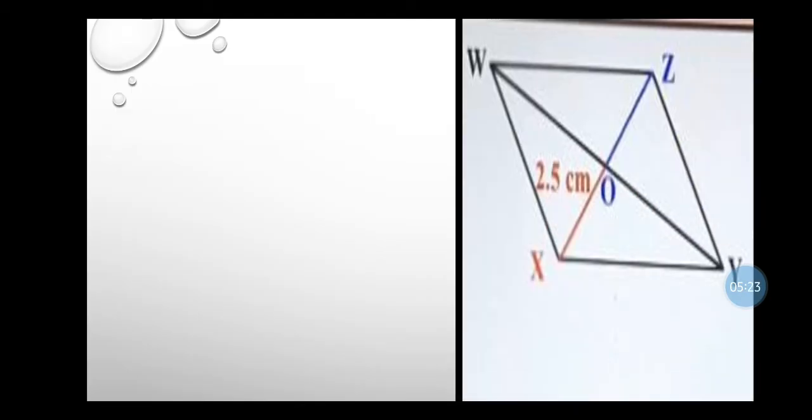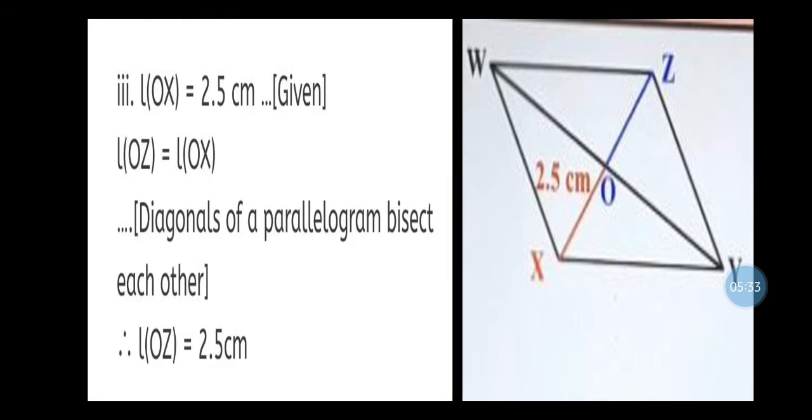Next question, third one. If length OX is equal to 2.5 centimeter, then find length OZ. Solution, length OX is equal to 2.5 centimeter, which is given. As we already know, diagonals of parallelogram bisect each other. Therefore length OZ is equal to length OX. Therefore length OZ is also equal to 2.5 centimeter.